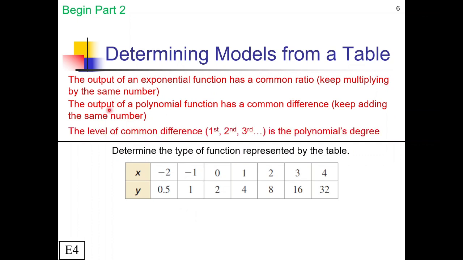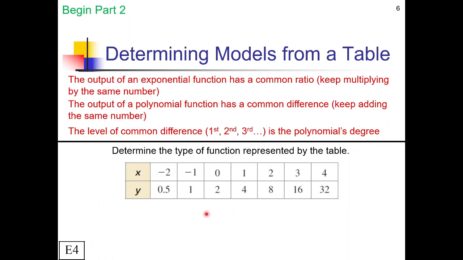The level of common difference in one of these tables, first, second, or third, that's going to tell you the polynomial's degree. So if you find that these numbers, for example, didn't have a common difference, but then their common differences had a common difference, that second degree common difference would tell us that we had a second degree function, a quadratic. So this is the basic idea. Look at common ratios and common differences and use that to figure out what type of function we're dealing with.